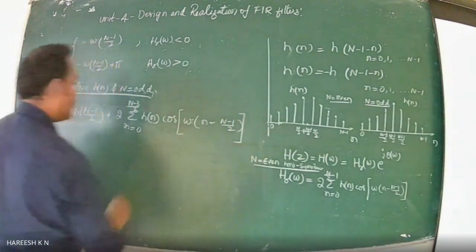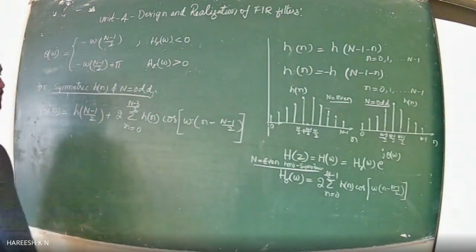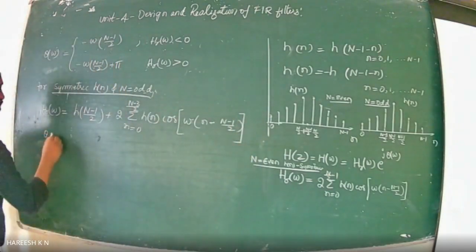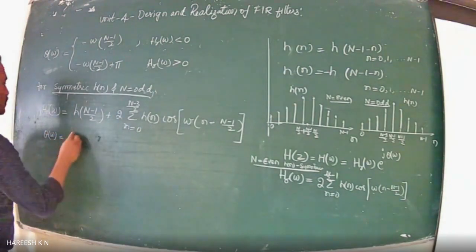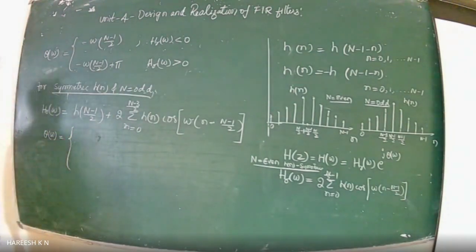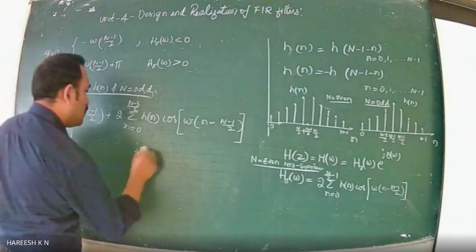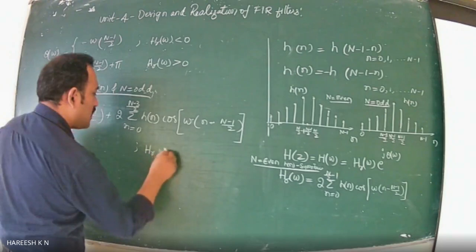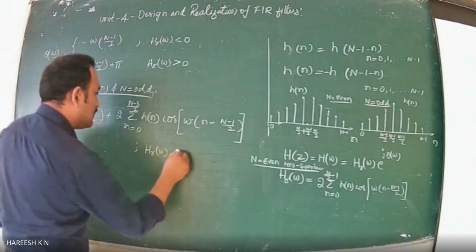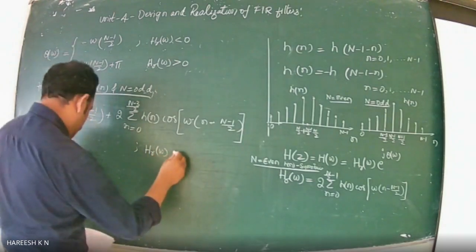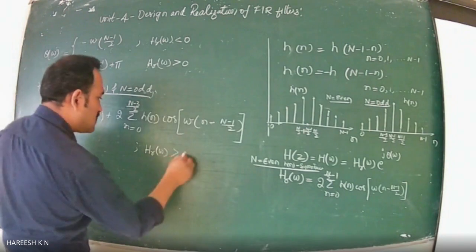Yes, correct. And the phase theta of ω is equal to, once again, depending upon h_r of ω. If h_r of ω is less than 0, or otherwise I'll write greater than 0 first.